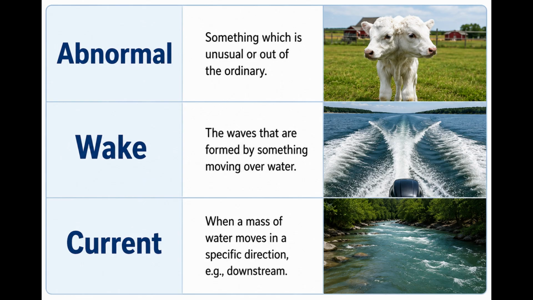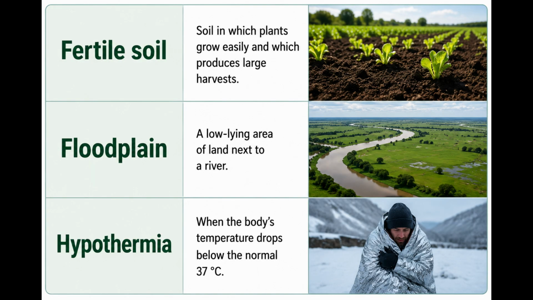Write the new words in your books. Abnormal. Something which is unusual or out of the ordinary. Wake. The waves that are formed by something moving over water. Current. When a mass of water moves in a specific direction, for example, downstream. Fertile soil. Soil in which plants grow easily and which produces large harvests. Floodplain. A low-lying area of land next to a river. Hypothermia. When the body's temperature drops below the normal 37 degrees Celsius.